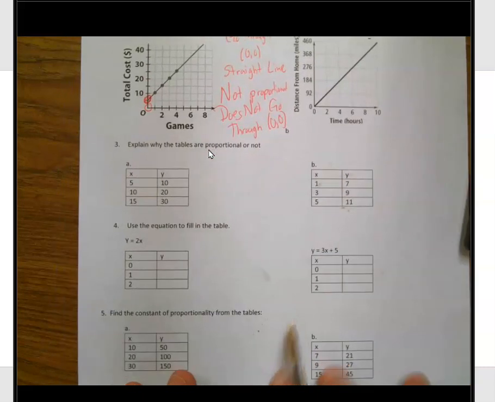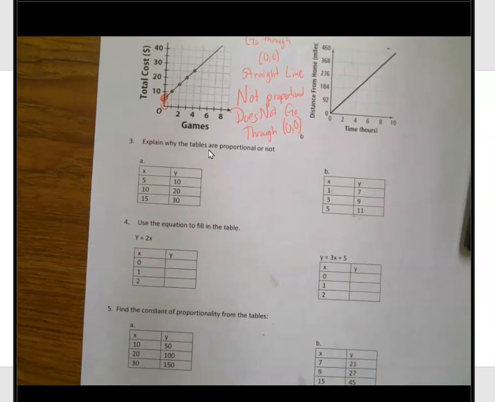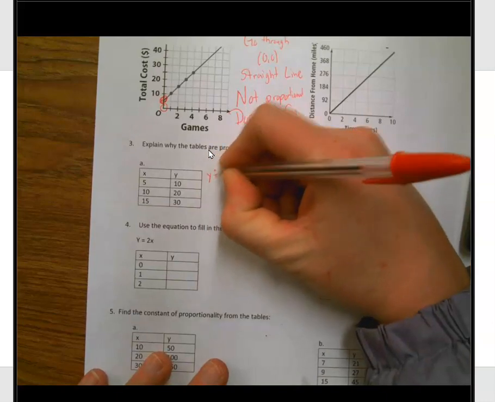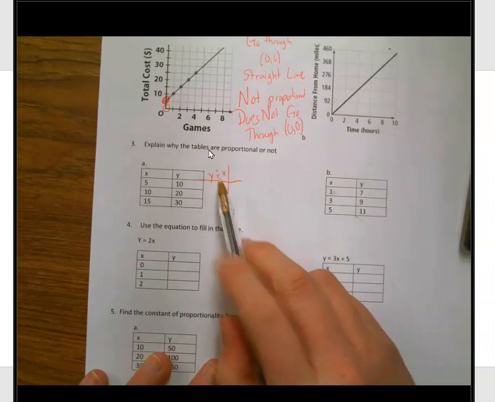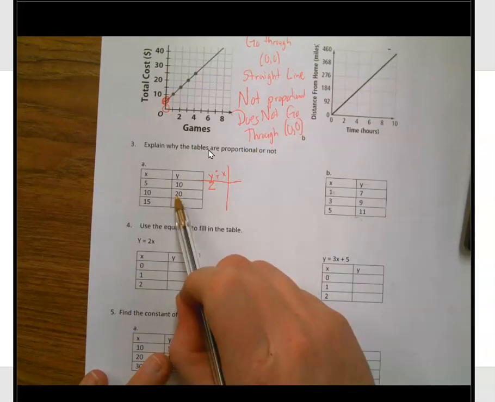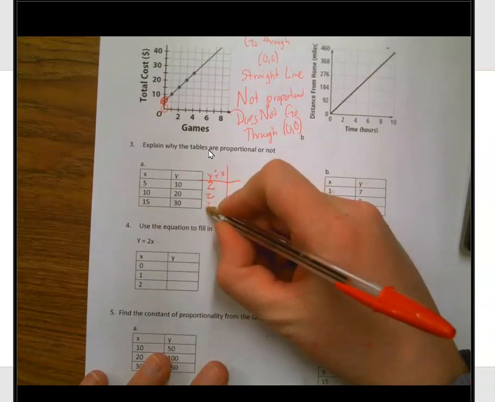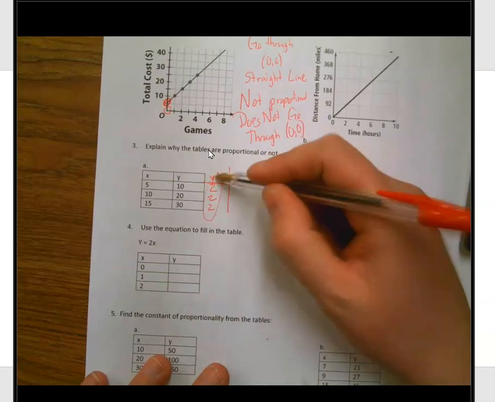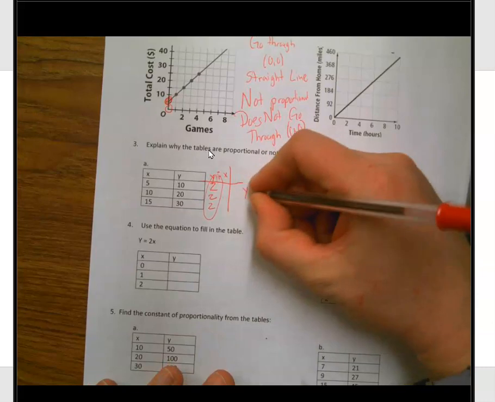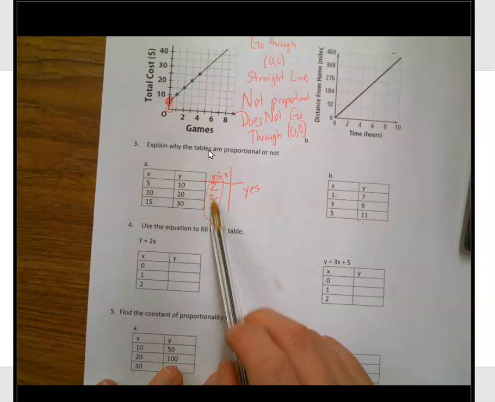Okay, next one. Are the tables proportional or not? So again, we've got the 0, 0. It's got to form a straight line. The easiest way to tell on this one is do y divided by x. So I'm just going to add an extra column here. Y divided by x. 10 divided by 5 is 2. 20 divided by 10 is 2. 30 divided by 15 is 2. If the constant of proportionality is always the same, it probably is proportional. So yes, that would be proportional. If you divide and it's a different number, then it's not proportional.